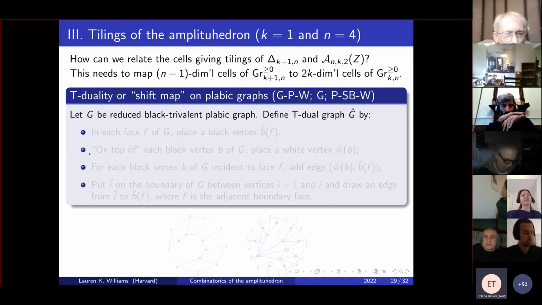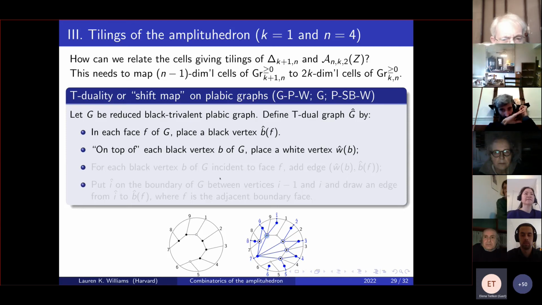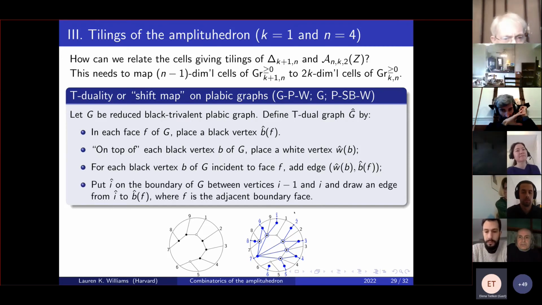On the level of plabic graphs, you can define it succinctly as follows. G is going to be a plabic graph, reduced and black trivalent, and the T-dual graph is obtained by this simple combinatorial construction. I start with my graph at the left, and for every face of the graph, so every piece of the complement of the graph, I put a black vertex, which is shown here in blue. Then on top of the black vertices, I'll put a white vertex. And then for every black vertex of G incident to a face, I'm going to add an edge. So this is a black vertex of the original graph incident to this face, and so I'm going to add an edge. Okay, and then you put in some boundary vertices as well.